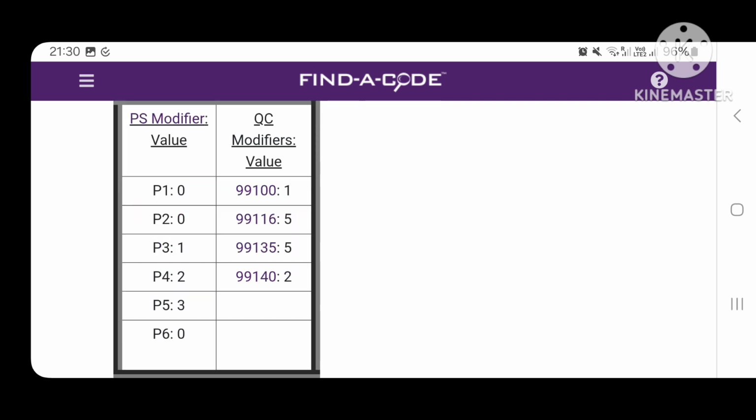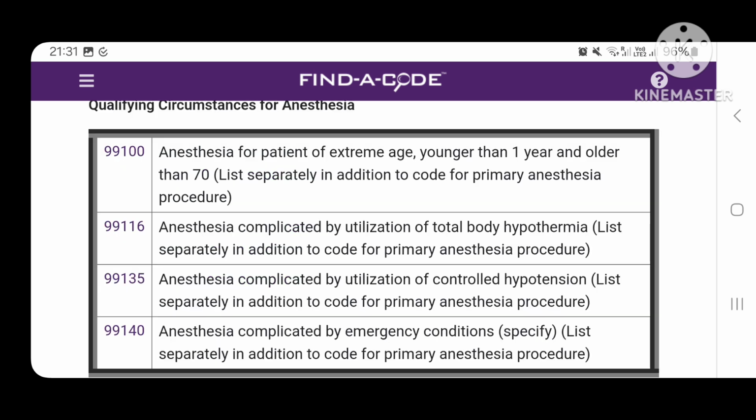P4 is giving us 2 base units, and the P5 modifier has a base unit value of 3 base units. So with the help of these, you can also add up more reimbursement. Same like the physical status modifiers, qualifying circumstances codes: 99100 has a base unit of 1, 99116 has a base unit value of 5, and 99140 has a base unit value of 2.